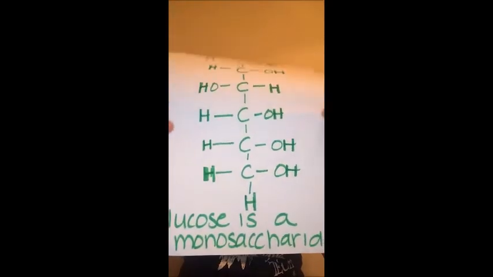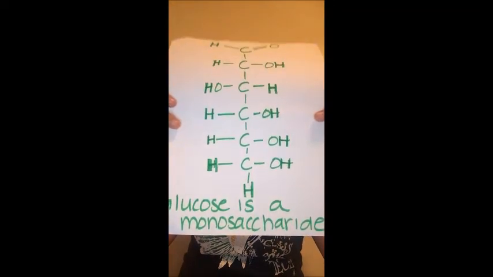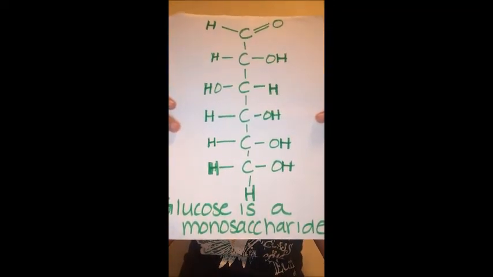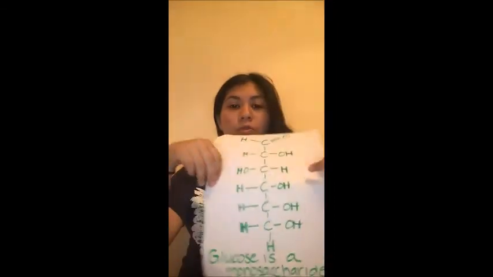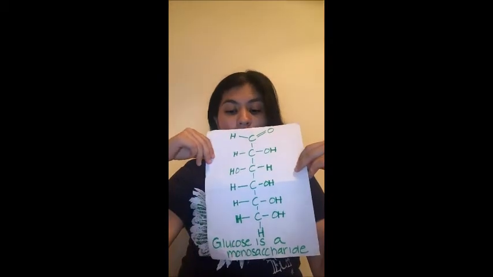This is glucose. Glucose is the most common monosaccharide. Monosaccharides are simple sugars that can't be broken down by hydrolysis. Glucose is a type of sugar that's used as energy for living organisms.